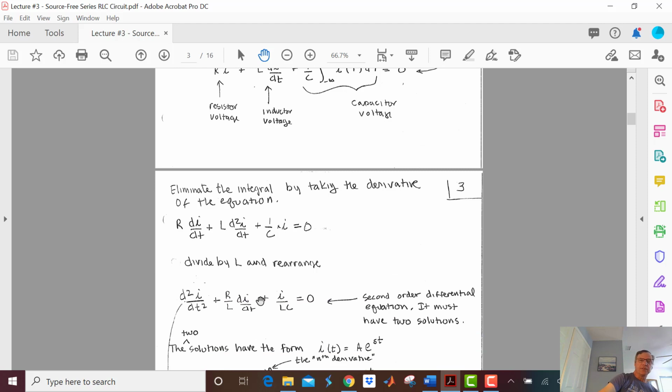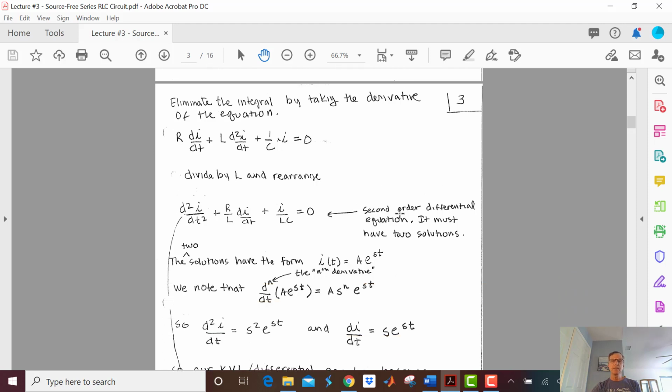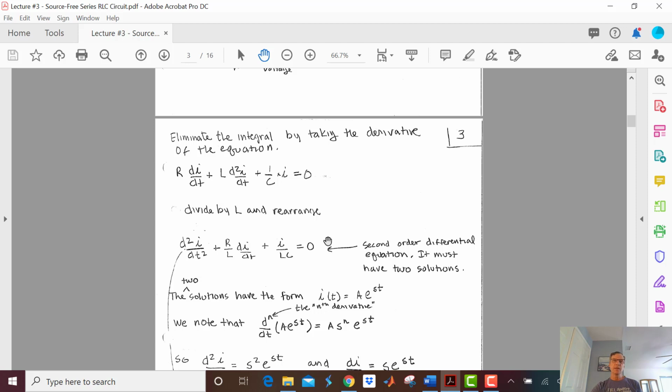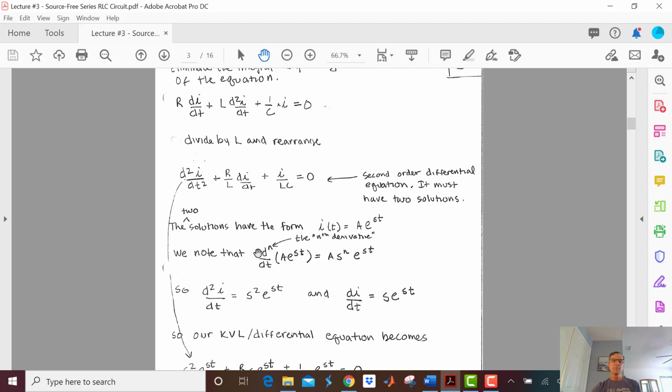Now I'm going to divide this equation by L and rearrange things a little, and my second derivative is going to go over here, and of course it got divided by L, so the L goes away, plus R over L di/dt plus I over LC is equal to 0. And this is a differential equation that we can solve.